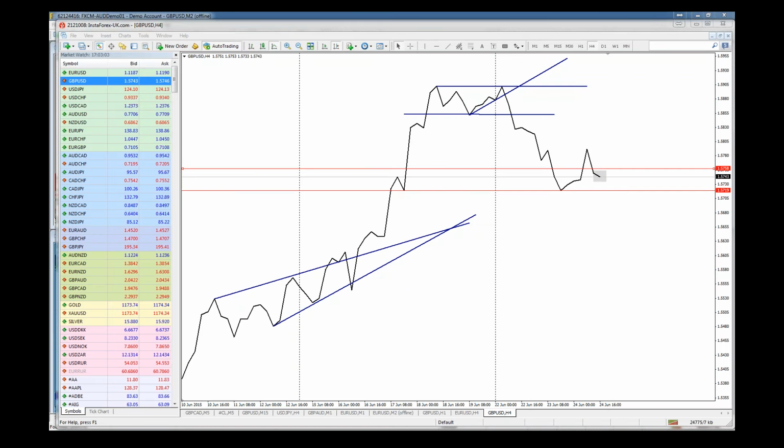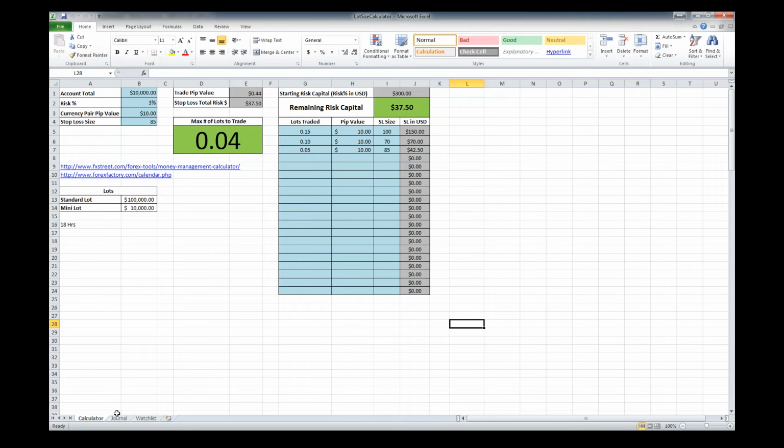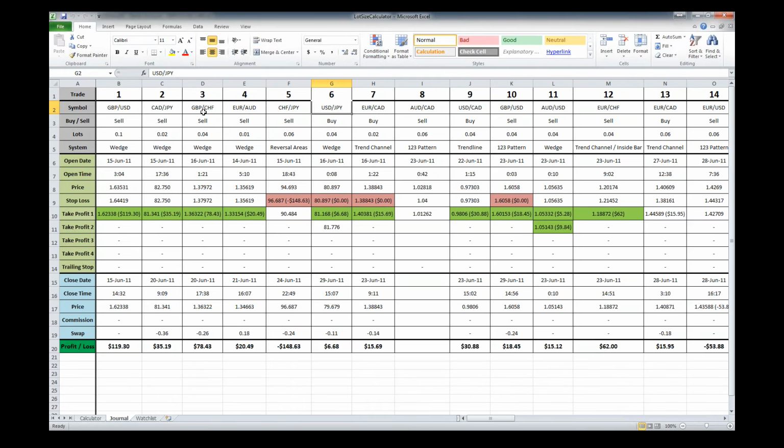Let me slide this over and open this again. Journal. Yeah, like Pound Chef, Euro Aussie, EuroCAD. This is stuff we don't normally trade, but he's looking. Wow, there's a perfect wedge on Pound Chef. That's what he would trade. Do you follow me? Yeah, Swiss Yen. Right.